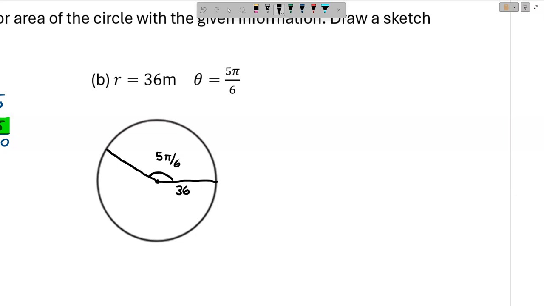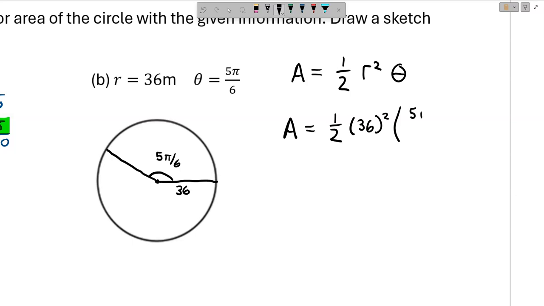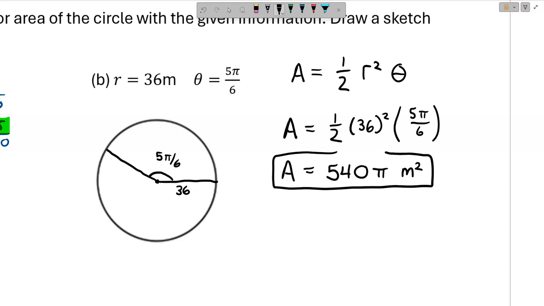So what we want to do first is find the area of our sector, which our new formula now says is 1/2 r squared theta. And from there, we'll go ahead and substitute those values in. So my radius here is going to be 36. My theta in radians is going to be 5 pi over 6. And when we crunch those numbers and evaluate all of that, we're going to end up with a sector area of 540 pi, measured in meters squared. So that's going to be the area of our sector.